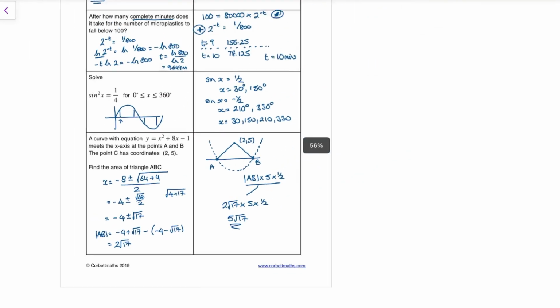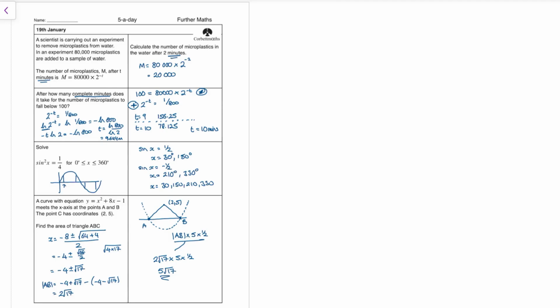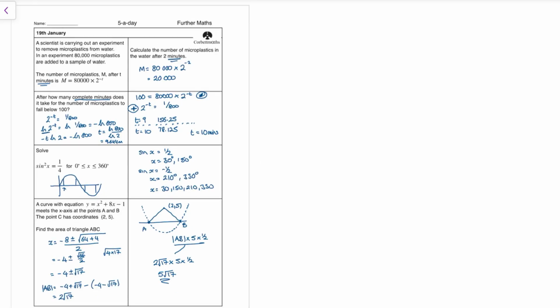As ever, usual thing. If you've got these, well done. Nice little mix of questions again today. Bit of trig, bit of exponentials, a bit of solving coordinates and understanding coordinate graphs. I quite like the questions today.